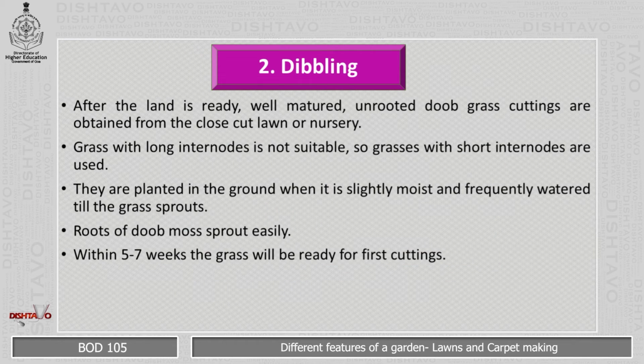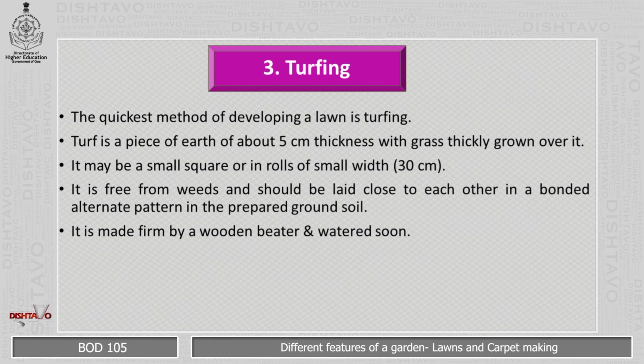Second one is dibbling. After the land is ready, well-matured unrolled dube grass cuttings are obtained from the close-cut lawn or nursery. Grass with long internodes is not suitable, so grasses with short internodes are used. They are planted in the ground where it is slightly moist and frequently watered till the grass sprouts. Roots of dube grass sprout easily. Within 5 to 7 weeks, the grass will be ready for the first cuttings. The third one, turfing. The quickest method of developing a lawn is turfing.